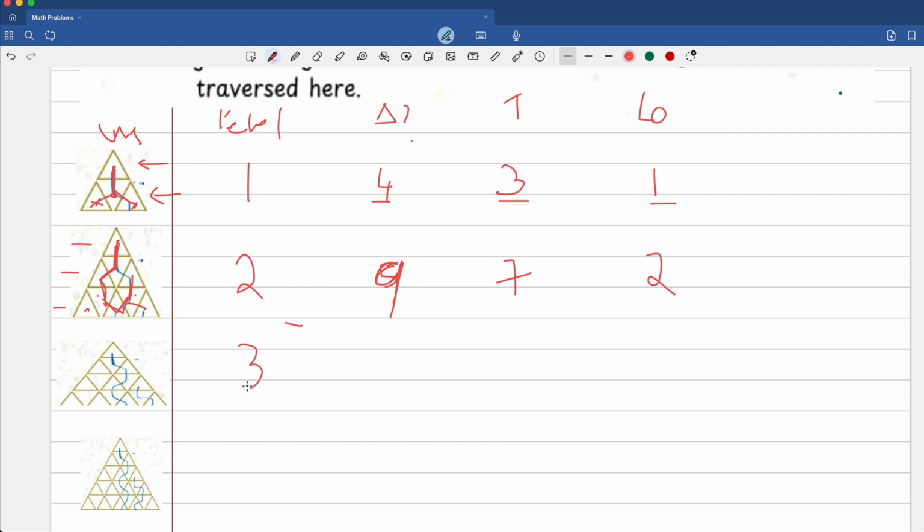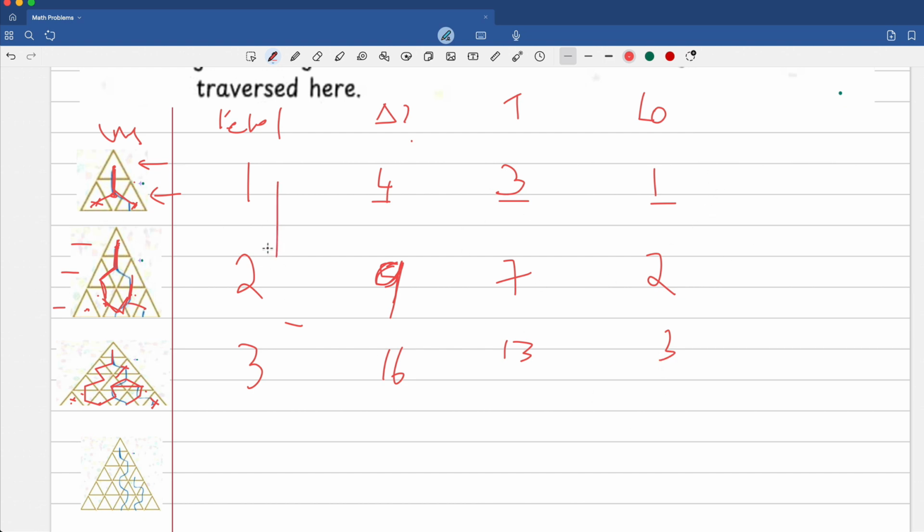In level 3, the number of triangles that's added is 1, 2, 3, 4, 5, 6, 7. 9 plus 7 is 16. And let's look at the traversals now. Starting here, it's 1, 2, 3, 4, 5, 6, 7, 8, 9, 10, 11, 12, and 13, leaving out 1, 2, 3. So 13 and 3.